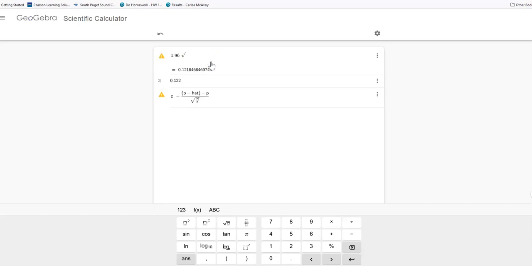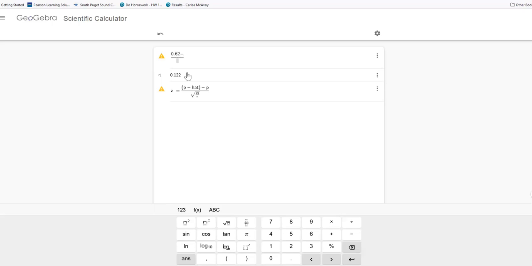Okay, I'm going to use this formula to find the test statistic z, and the formula is p hat minus p over the square root of pq over n. So I'm going to start off by putting a fraction in my problem. I want the overall thing to be in a fraction, and then I can use parentheses on the top or not. So let's say that my p hat was 0.62.